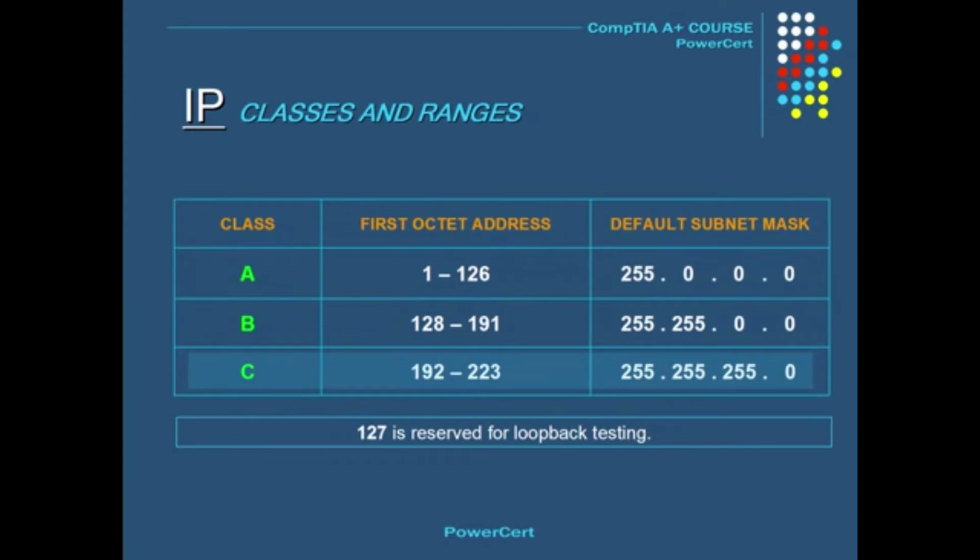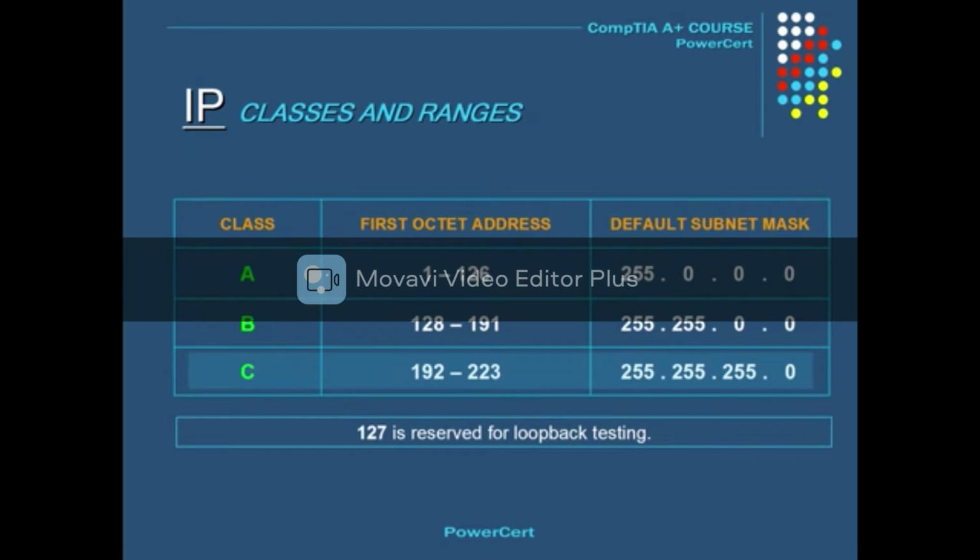Now if you notice, we skipped over the 127 range. This number cannot be used for a network because the 127 address is reserved for internal loopback functions. You're also going to need to memorize the default subnet masks for each of these classes.